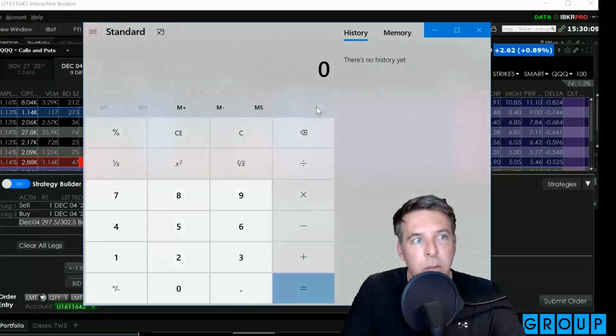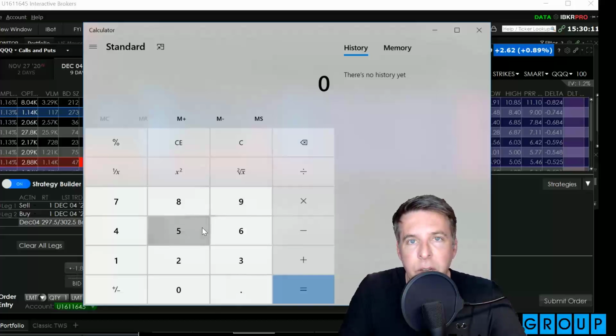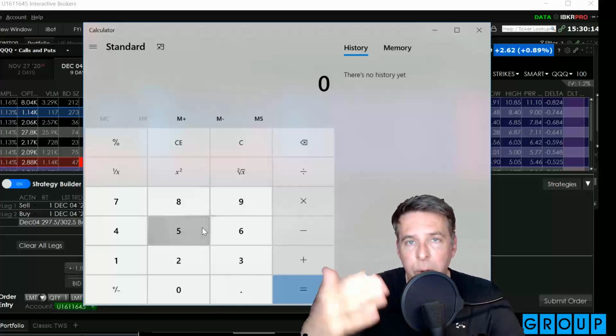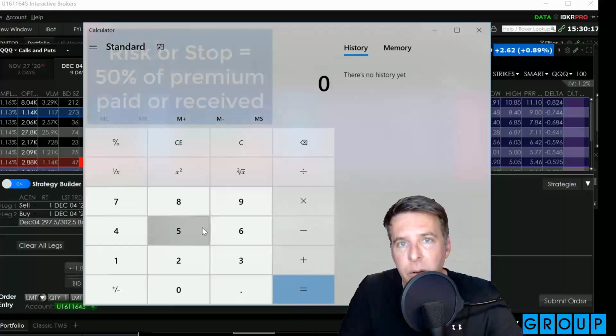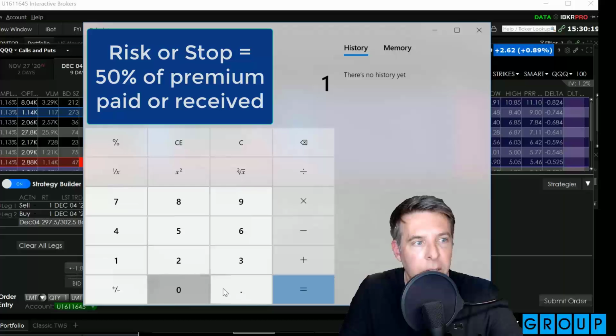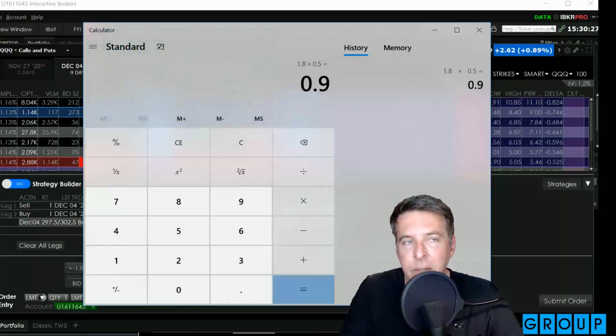Okay. All right. So in every instance, our appropriate risk is going to be 50% of the premium paid or 50% of the premium received. So in this case, let's talk about a credit. It's $1.80. We're going to take $1.80 times 0.5, keep it pretty simple, and that's 0.9 or 90 cents. Now in this case, we are short. In other words, we brought in $1.80 in premium. $180 per contract is the most we can stand to make. Okay, if we did not manage this option at all, $3.20 is the most we stand to lose.